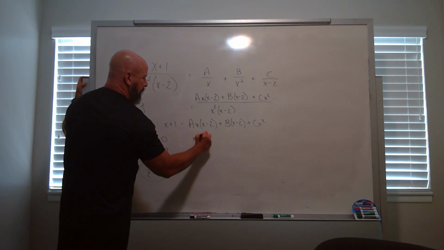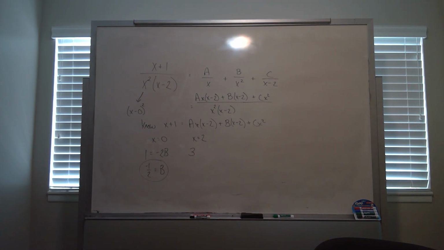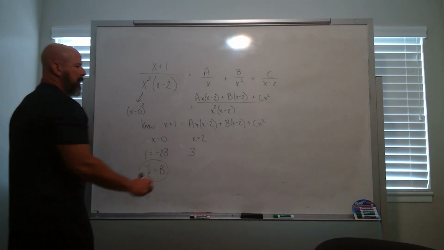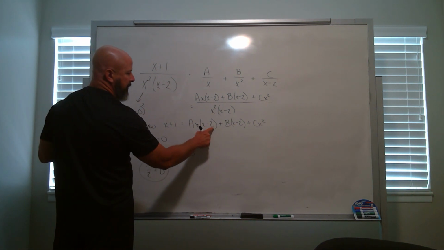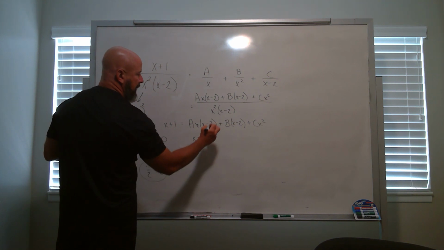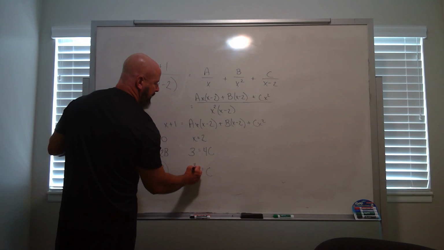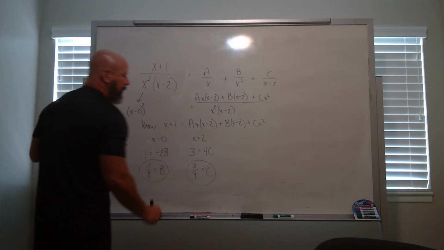x equals 2. That would be a 3, 2 plus 1 is 3. 2 would take out the A term, because that makes that 0. Take out the B term. And 2 squared is 4, so I've got 4C. C is 3/4.